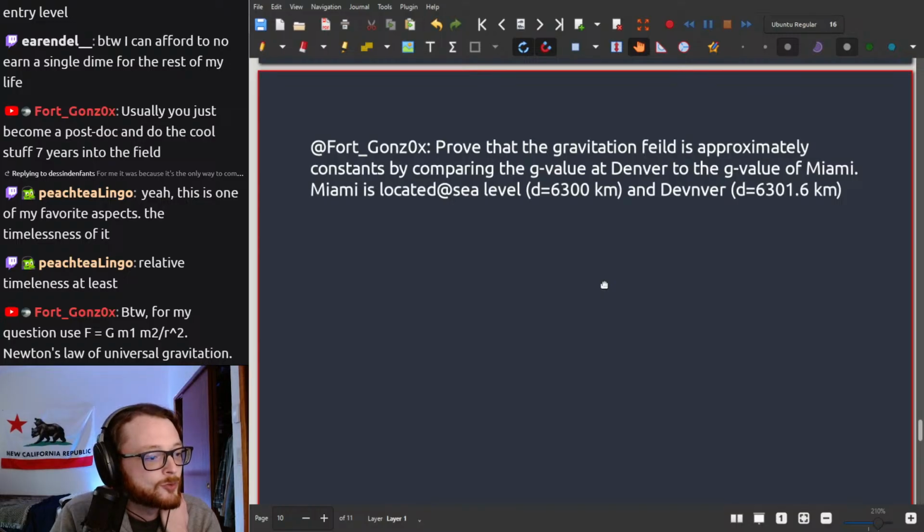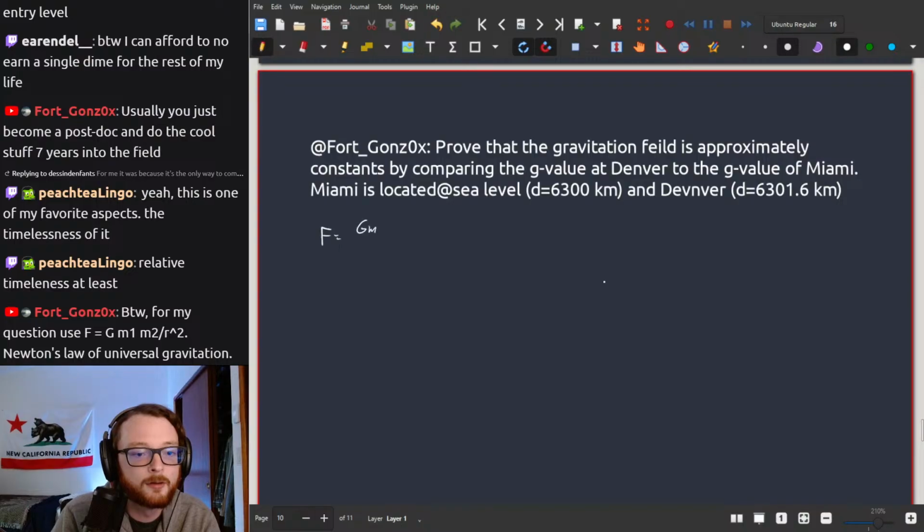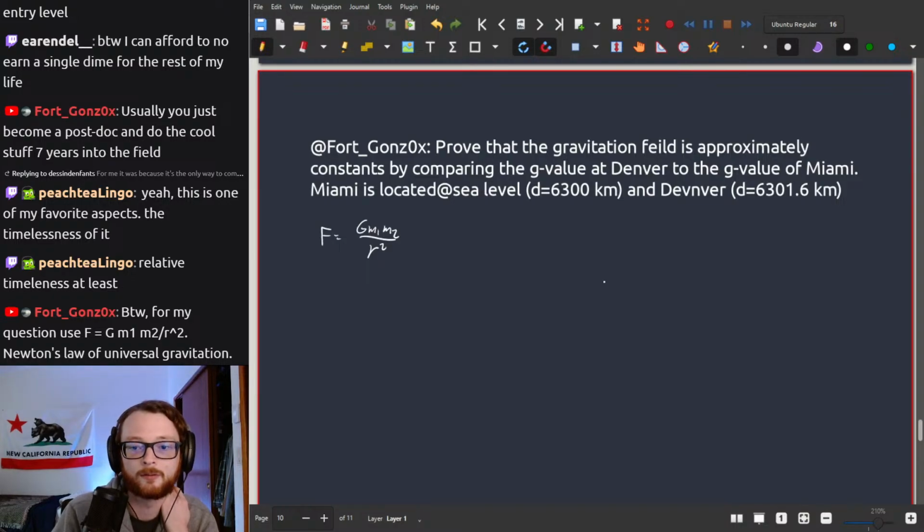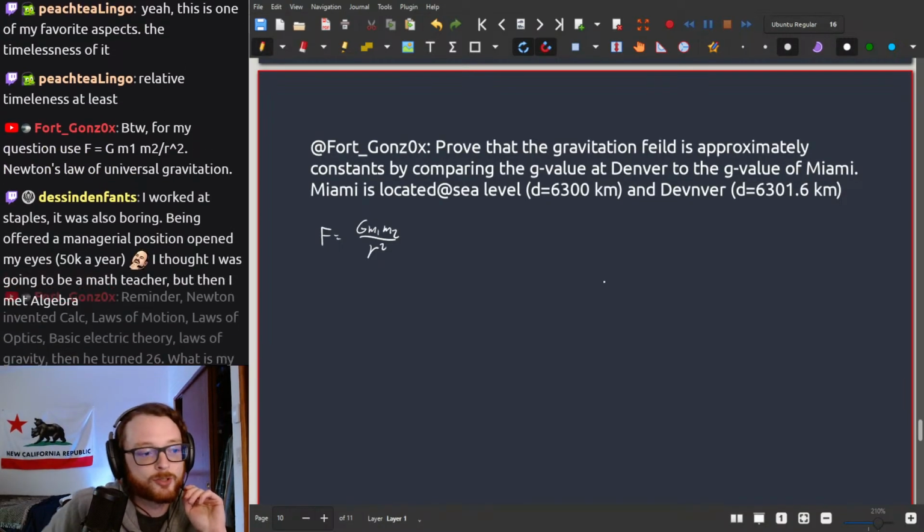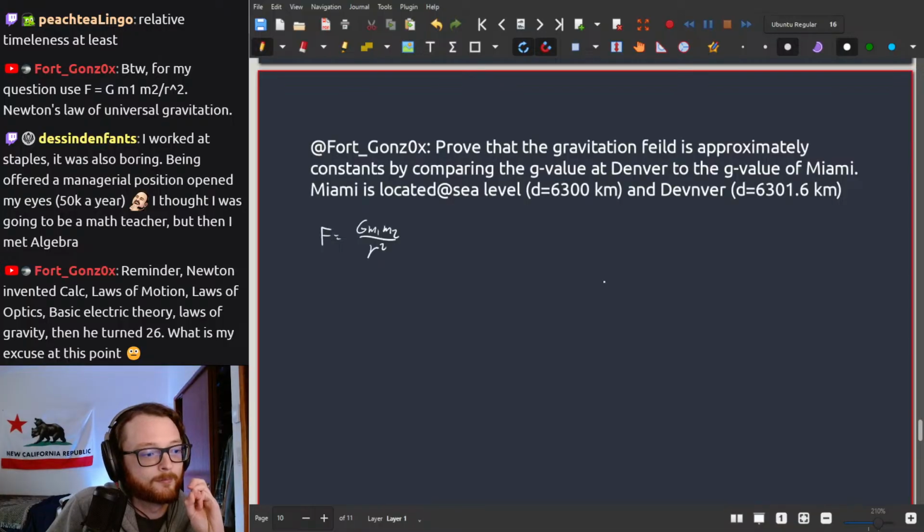For my question, use F equals G M1 M2 over R squared. Prove the gravitational field is approximately constant by comparing the G value at Denver to the G value at Miami. Miami is located at sea level. Denver is at 1.6 kilometers. Okay, this is a neat question. I want to figure out a good way to phrase this.